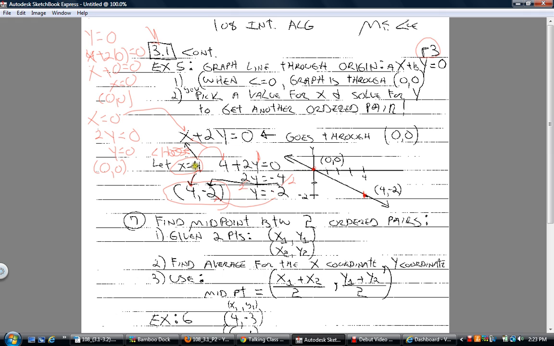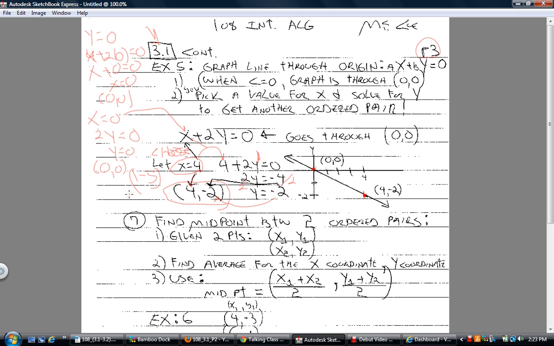You could pick any value that you want for x. Pick something reasonable, don't go crazy. Somewhere between 1 and 5 would be my recommendation. Just a little recommendation there.